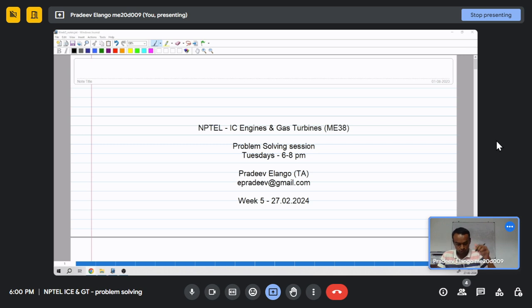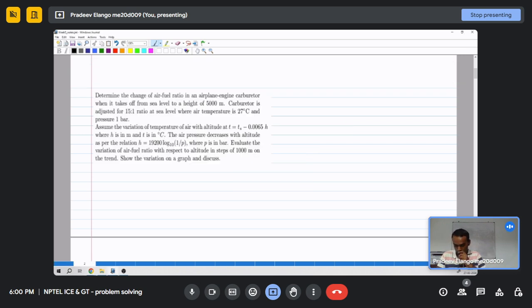So today I have some problems on SI engine, carburetor and diesel engines fuel injection system. Let's see this problem. Determine the change of air-fuel ratio in an aeroplane engine carburetor when it takes off from the sea level to a height of 5000 meters.